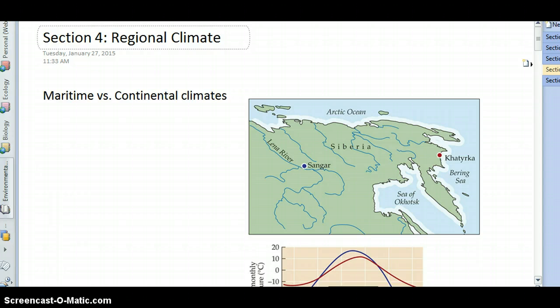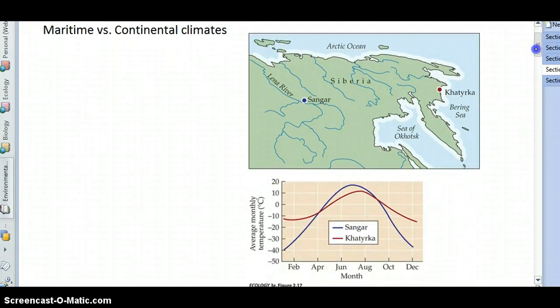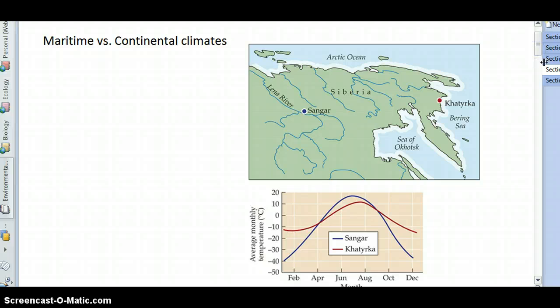So at a more local scale, we can talk about the climate, and we've talked about this a little bit already. Again, the effect that proximity to water has. And so here we are in the far east of Russia at fairly high latitudes. And we have a place that's right on the coast and one that's more interior. And so you can see the range of temperatures at this town, which I'm not going to try to pronounce, is much less than this one that's further into the continent.